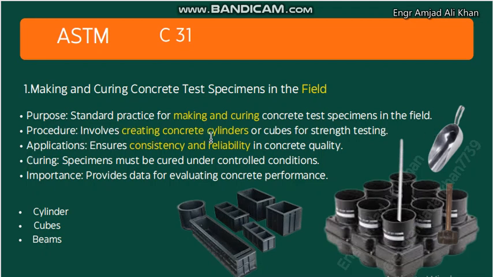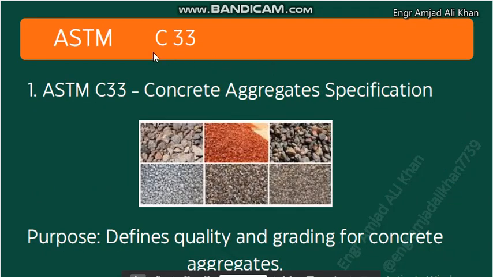Procedure: involves creating concrete cylinders or cubes for strength testing. Application: ensures consistency and reliability of concrete quality. Curing: specimens must be cured under controlled conditions. Importance: provides data for evaluating concrete performance. Under C31 we make cylinders, cubes, and beams according to the rules, standards, specifications, and procedures.